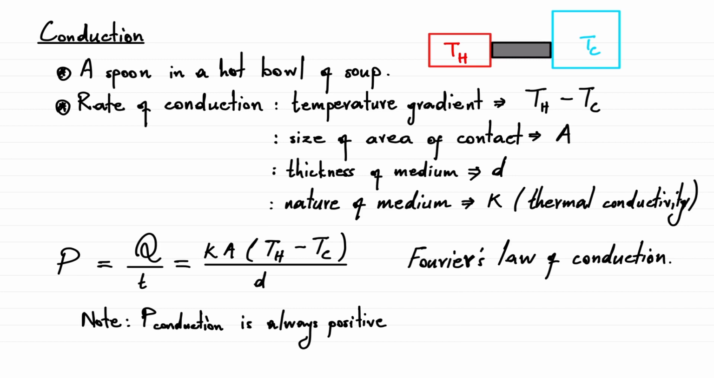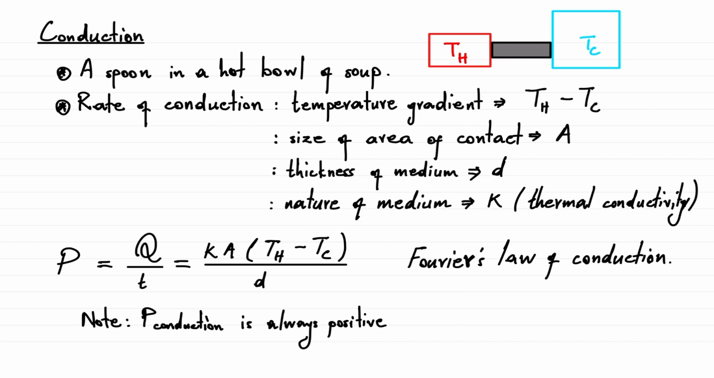Now, the rate at which heat is transferred from the hot object through the medium to the cooler object depends on a couple of things. The first one is what we call a temperature gradient. In other words, what is the difference between the two temperatures? What's the difference between the temperature of the hot object and the cool object? The larger the difference, the faster the heat transfer is going to be.